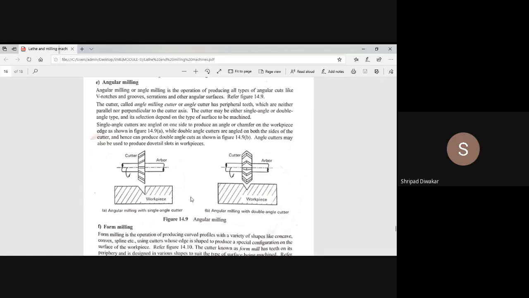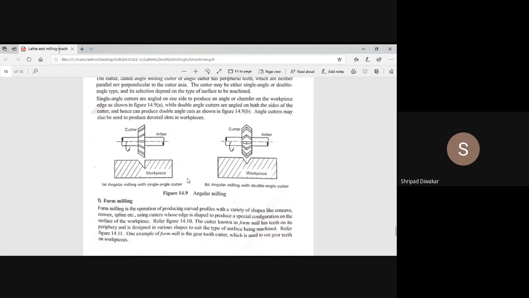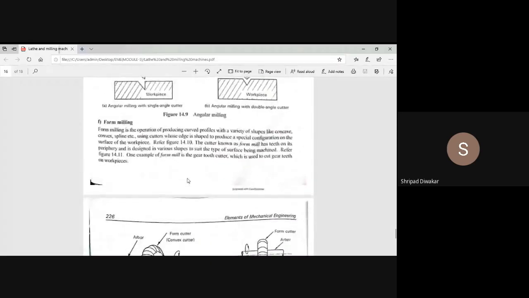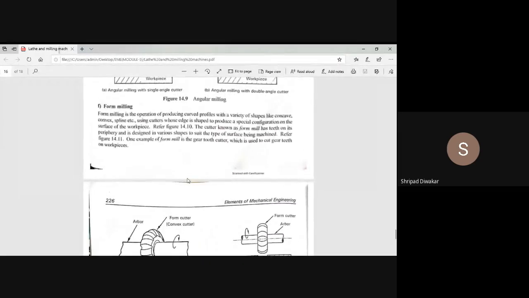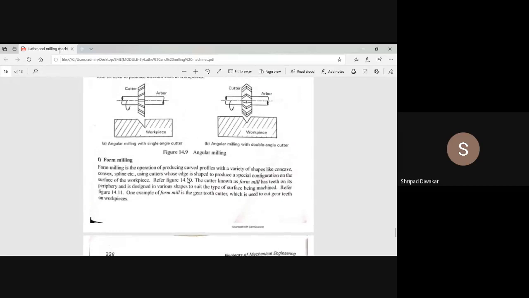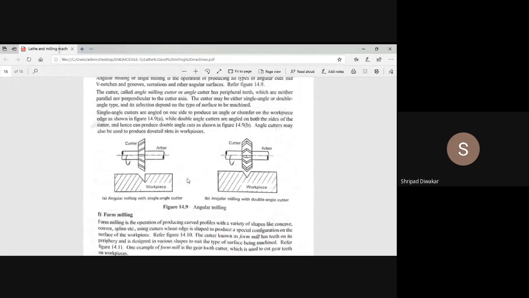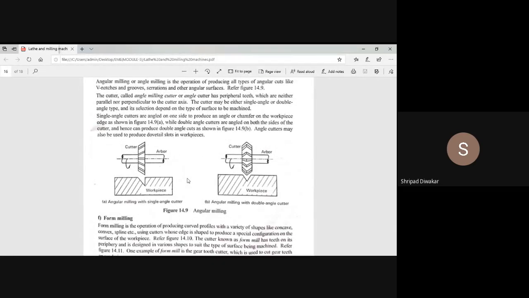Okay, and whatever tool is used in the angular milling is called the angle milling cutter. Next operation is called form milling. In the angular milling, we can generate the V notches, grooves, serration, etc.